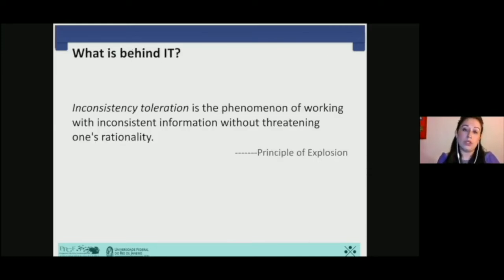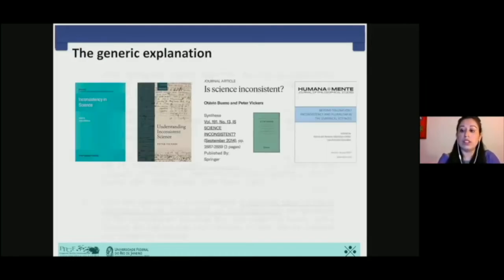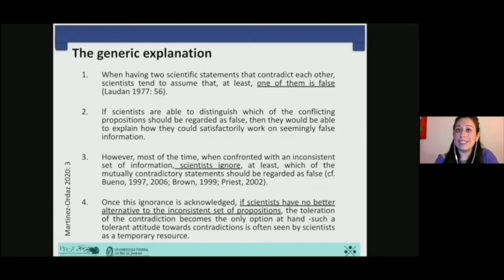Now, what is behind inconsistency toleration and how can adaptive logics deal with it? Let's move to that. If we look at the work that has been done, or the literature regarding inconsistency toleration, one will find this thing that I like to call the generic explanation about why we tolerate contradictions despite knowing that they are not something really good in reasoning. So, first of all, when having two scientific statements that contradict each other, especially in the empirical sciences, scientists tend to assume that at least one of them is false.